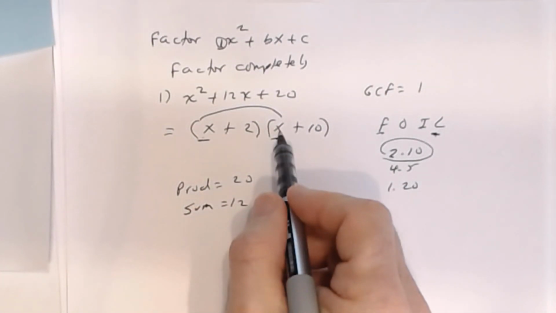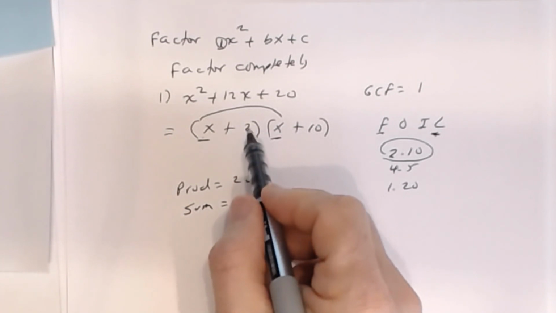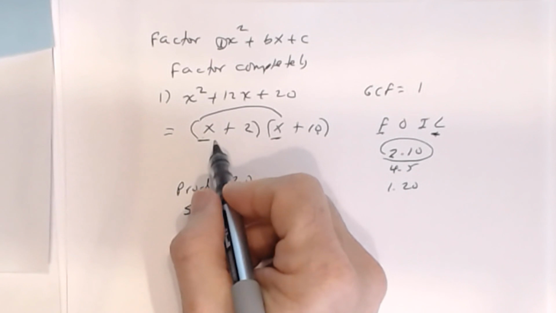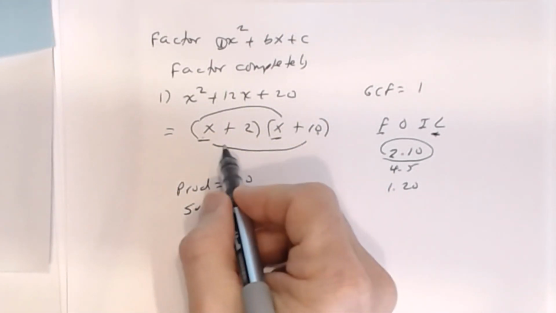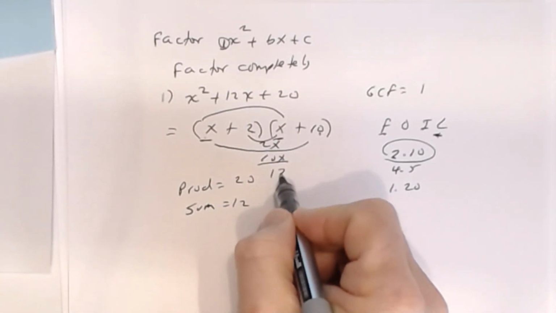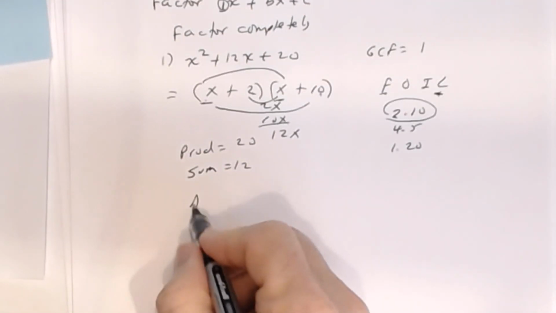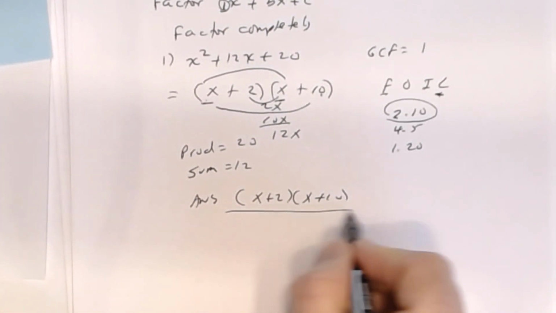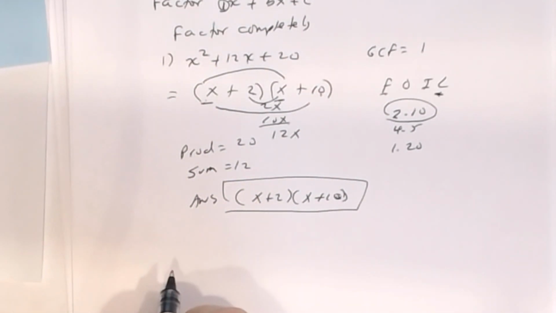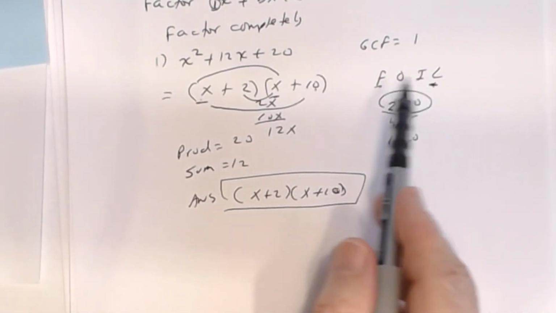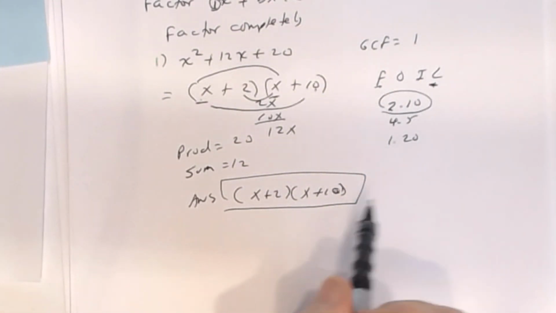x times x is x squared. The last: positive 2 times positive 10 is positive 20. The outer is 10x, the inner is 2x, and 10x plus 2x is 12x, which is what you wanted. So the answer is x plus 2 times x plus 10. That's how you factor those. As we move on through factoring, we're going to use FOIL in many cases. Let's look at another one.